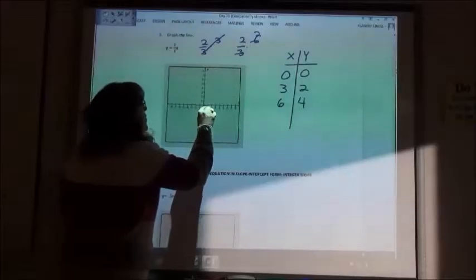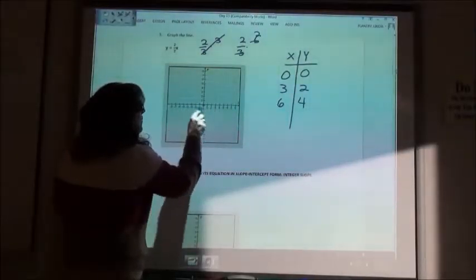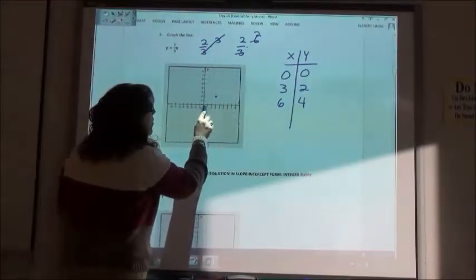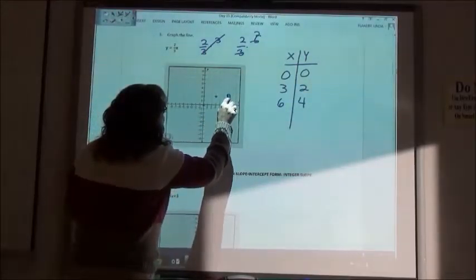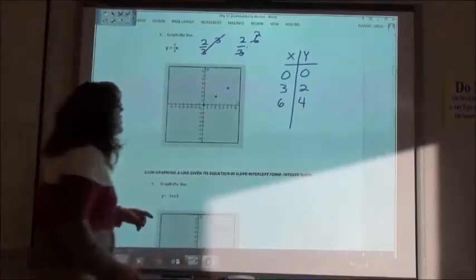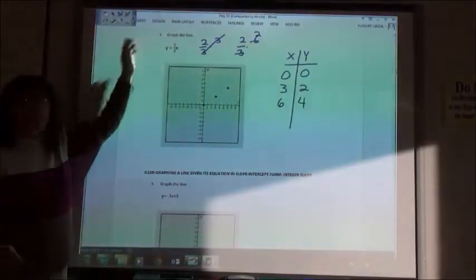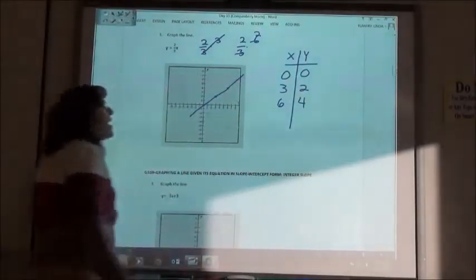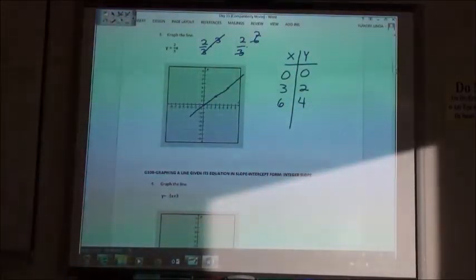So 0, 0 again is right in the middle. 3, 2, I go over 3 and up 2. 6, 4, I go over 6 and up 1, 2, 3, 4. This one again had a positive slope, so when I connect my dots from left to right, I should be going uphill. I am, and my dots all line up in a nice straight line.